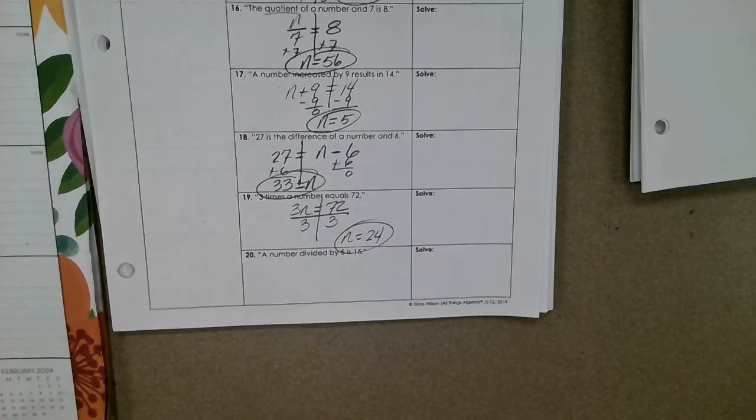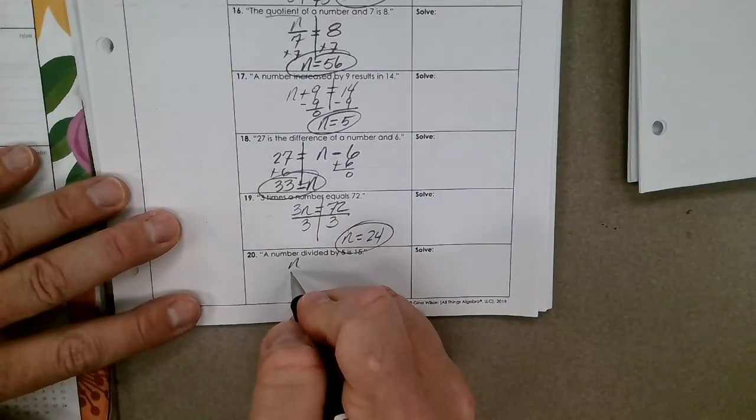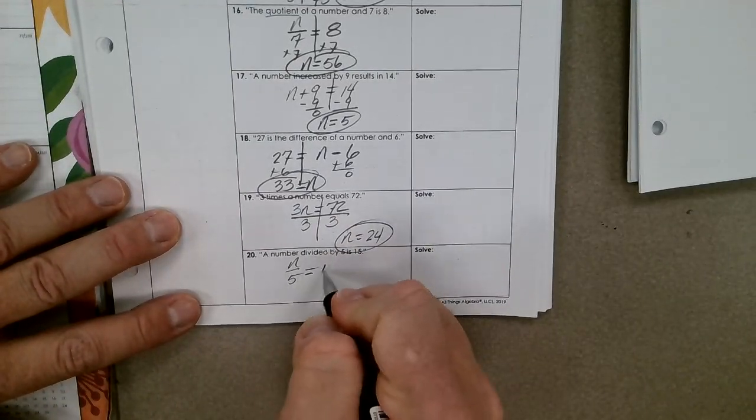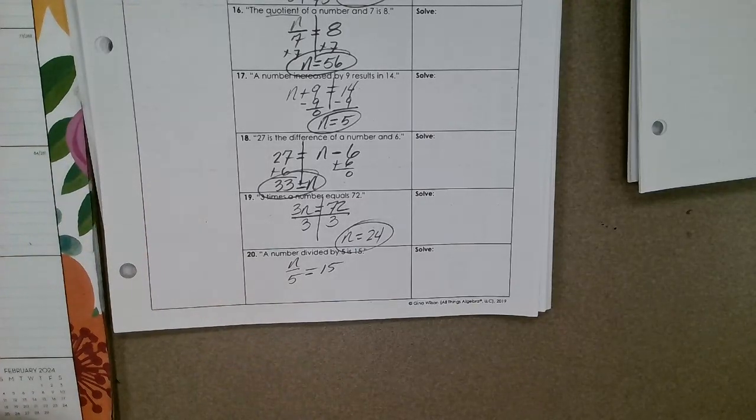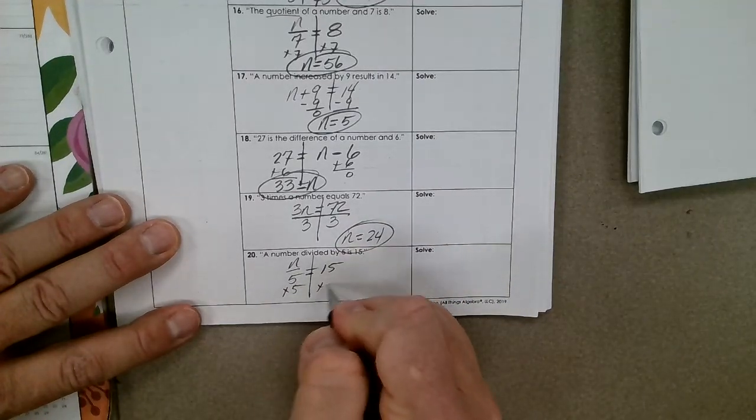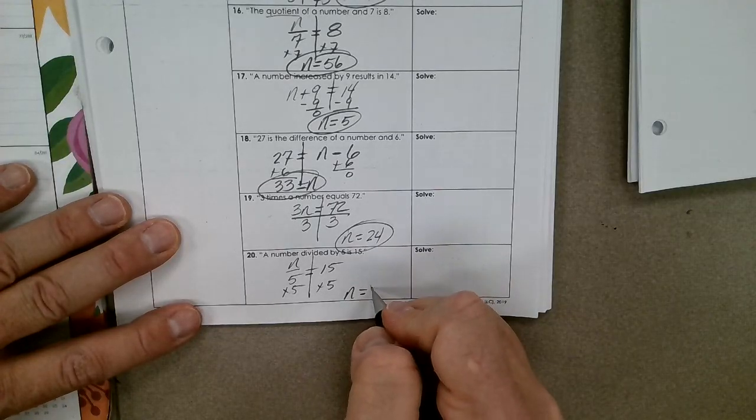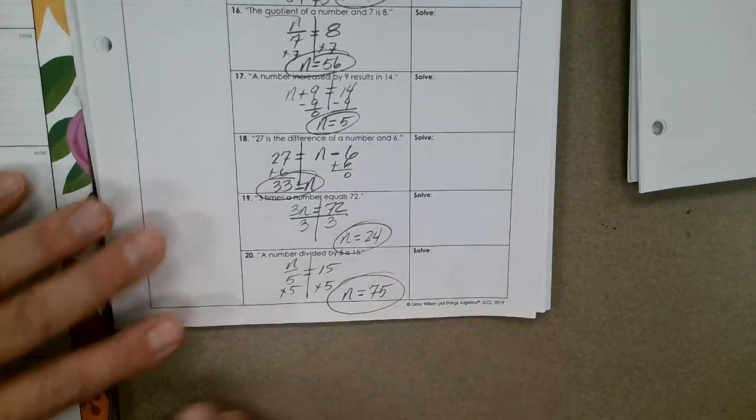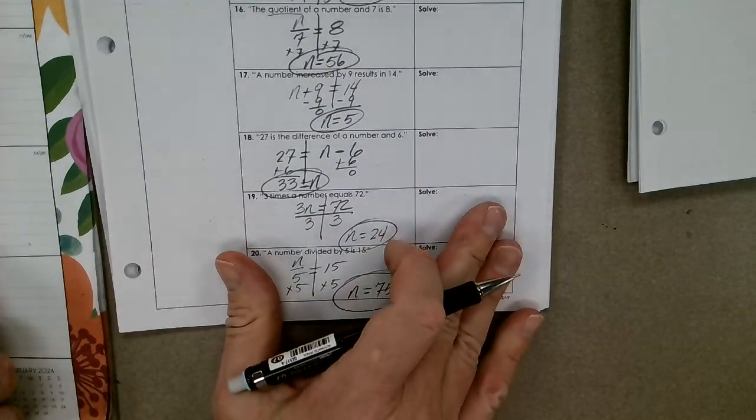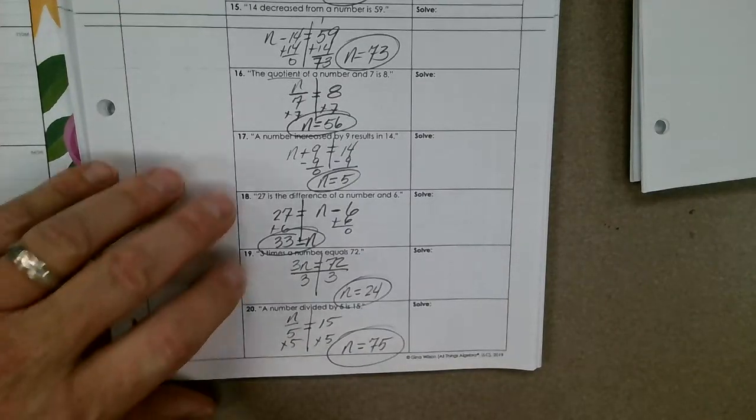Let's continue on. A number divided by 5 is 15. Just write what you read. You have to do reps to get proficient in this. Multiply both sides by 15. N will come down, and n equals 75. Okay, so you can see my work is perfectly done, and that's how I expect yours to be.